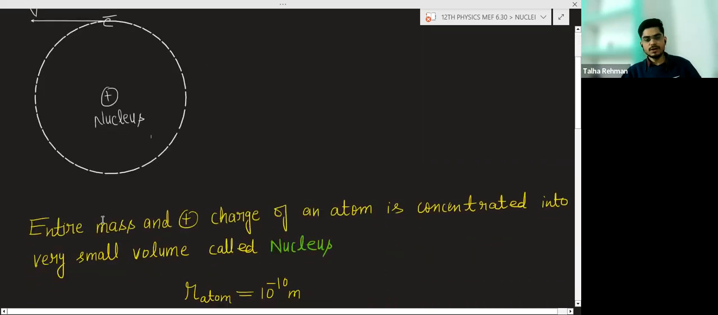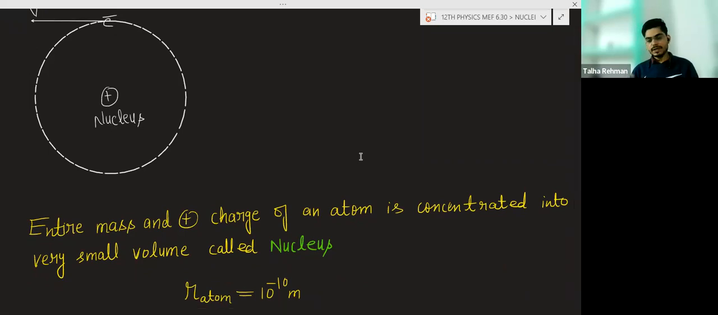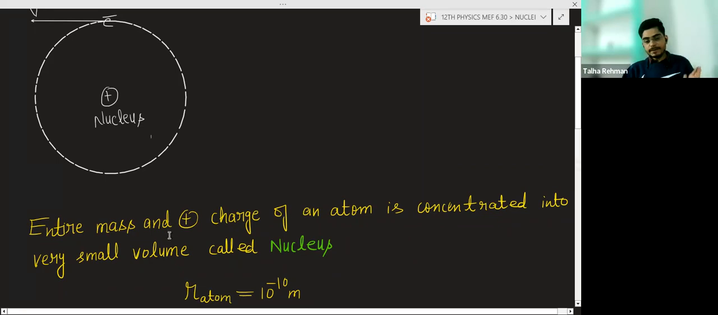Now, the entire mass and positive charge of an atom, because we know that an atom has negative charge because of the electrons, and positive charge because of the nucleus, is concentrated into a very small volume called the nucleus. So this nucleus is very, very small as compared to the size of the atom.